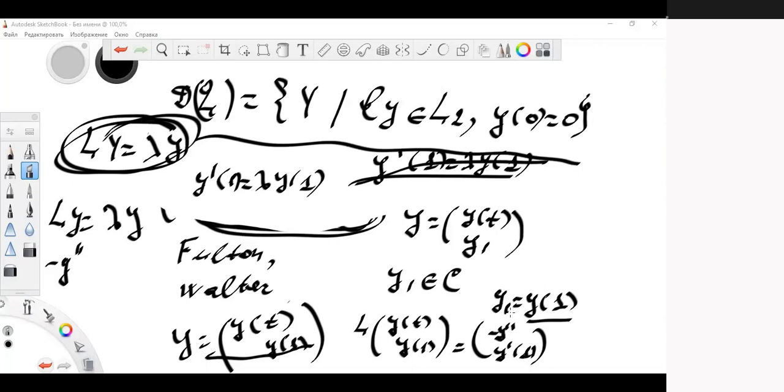You shall take the domain of L. It consists of those two-component vectors, where y, Ly, say so, is from L2, and y(0) equals 0, and you miss the second condition. Do you remember which condition? The condition where the lambda parameter is involved. You don't put that condition. You define your operator just like that.